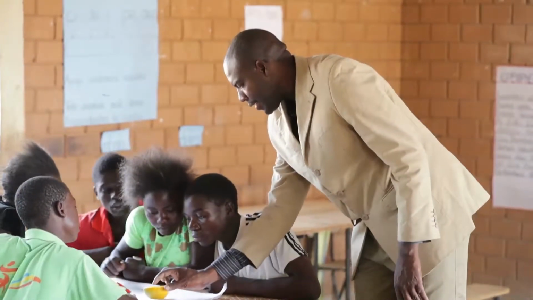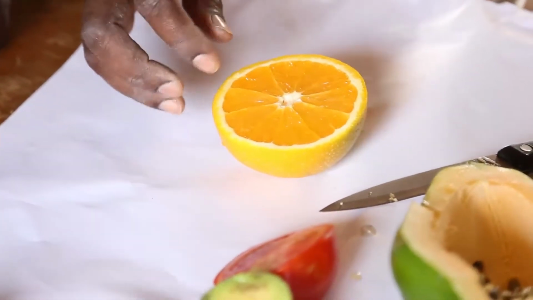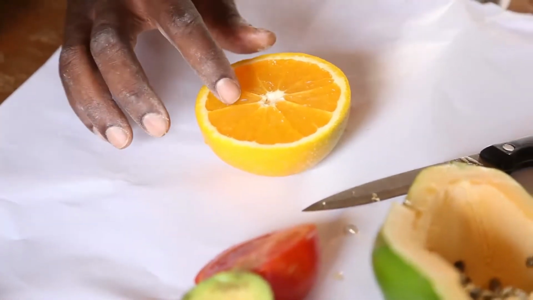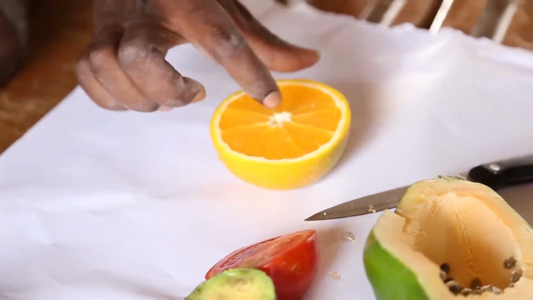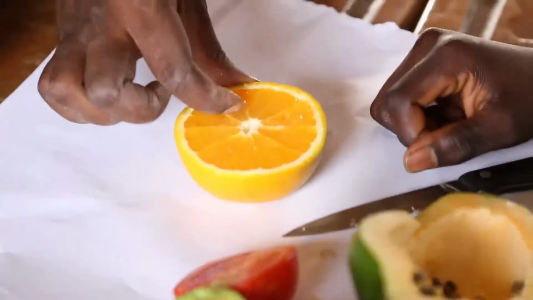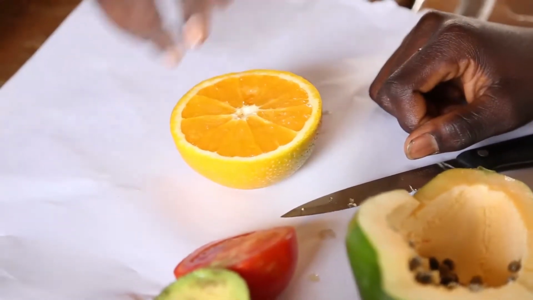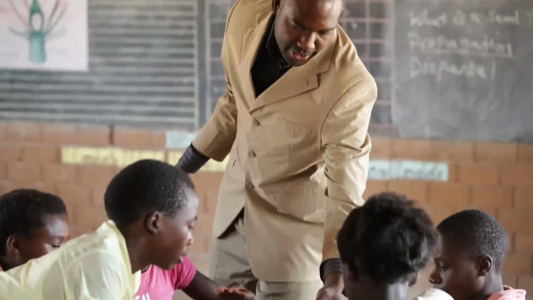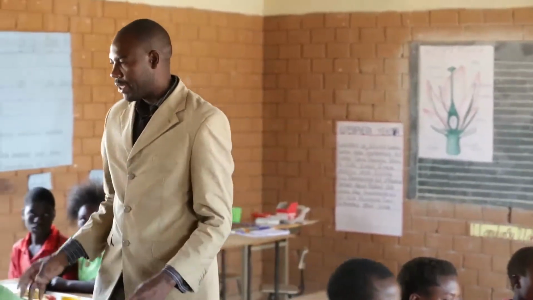But this doesn't mean that all oranges are the same. There are some other types of oranges that have got bigger seeds than this one. You can see? They are very, very tiny. You can check. You can even hold there. Those are the seeds. Very tiny. But some oranges have got bigger seeds.